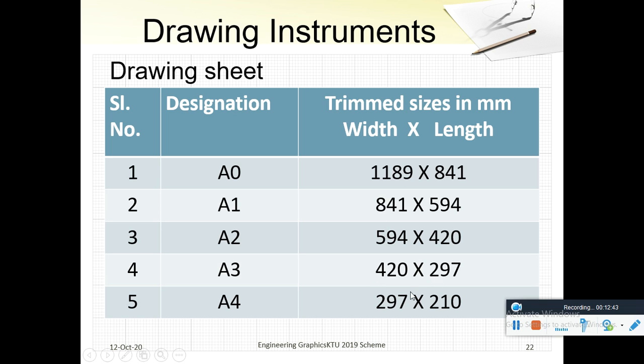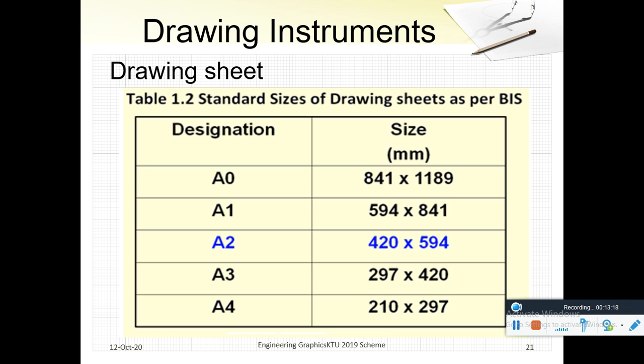Here the dimensions are reversed. That is 210 by 297. Dimension is reversed. Width is named as 297 and the length is 210. Usually the drawing sheet will be placed in this direction, length along the horizontal direction. That is why the designation, or the sizes, are reversed. It is the same as the formerly mentioned sheet size.